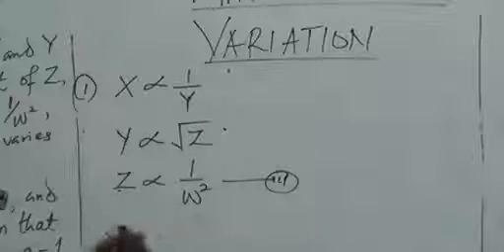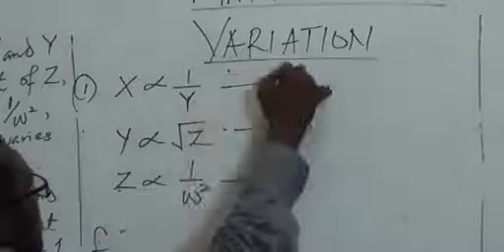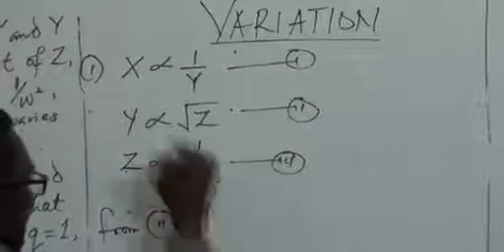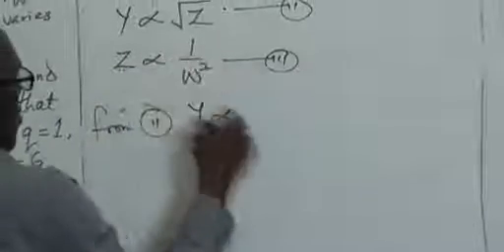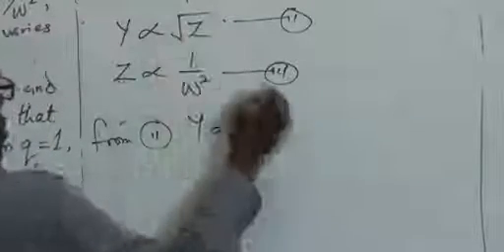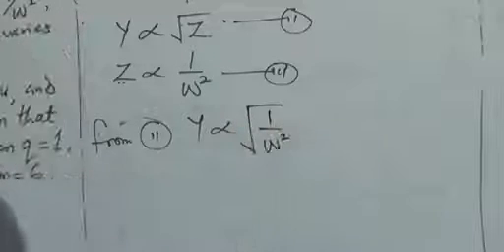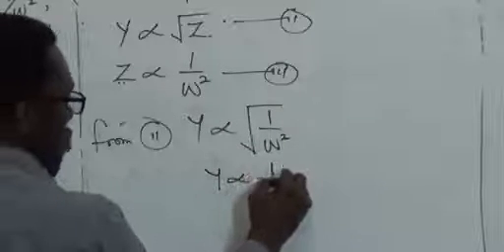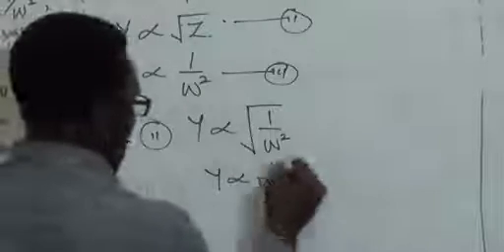So let's go. Let's call them the first expression, second, third. From the second expression, instead of z, we now put in 1 over w squared. So we have y varies as the square root of z, which is now 1 over w squared. So you find this square root, you have y varies as 1 over w. So now we have an expression for y.